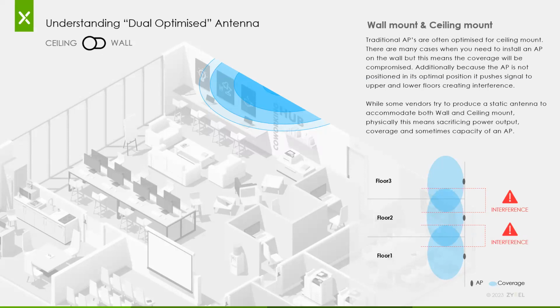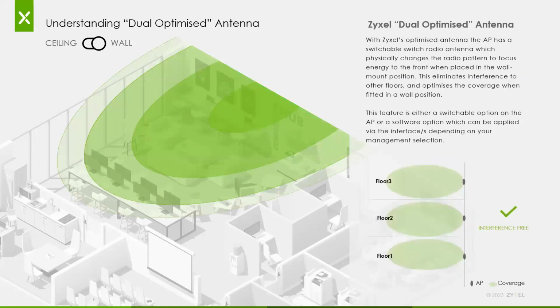So our solution to this is dual optimized antennas. Basically, what we've done is we've put two sets of antennas in these access points that have this feature: one antenna that is designed for ceiling mount, one antenna that's designed for wall mount. And then we give you the ability to choose on a per AP basis which antennas you want to use based on where you've installed that access point. That helps optimize your access points based on where you've done the installation.